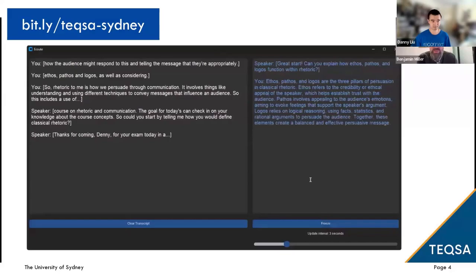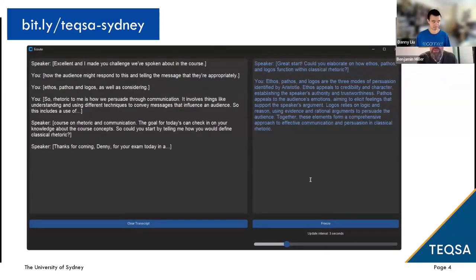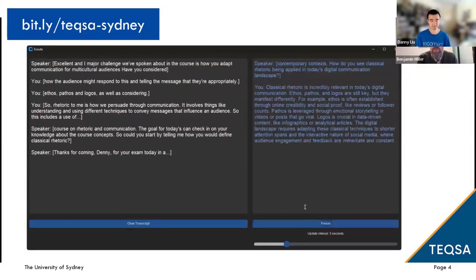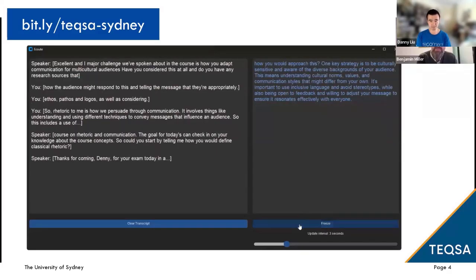Excellent. And a major challenge we've spoken about in the course is how you adapt communication for multicultural audiences. Have you considered this at all? And do you have any research sources that might support you in this understanding?